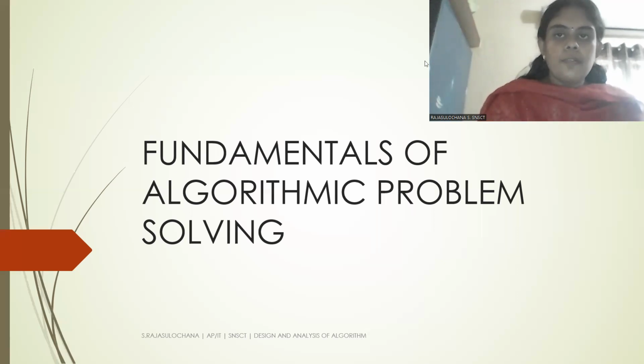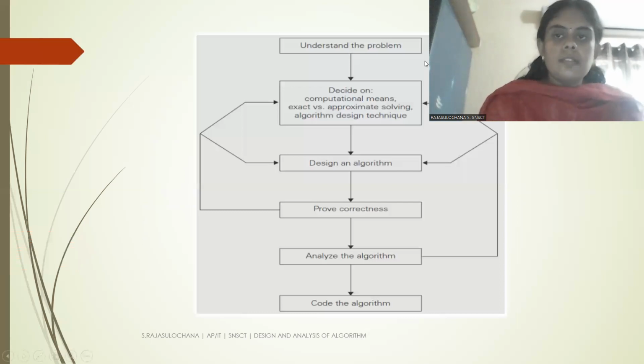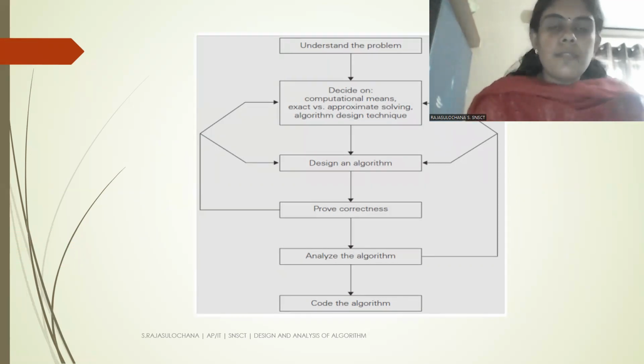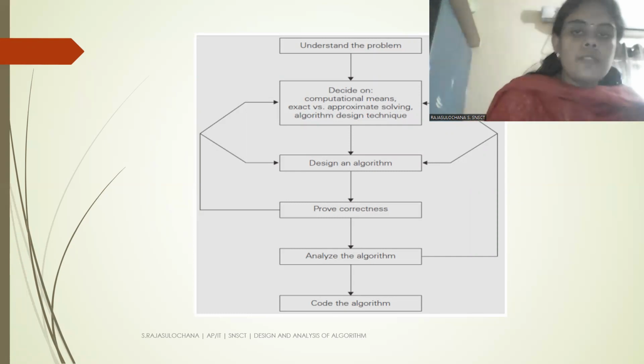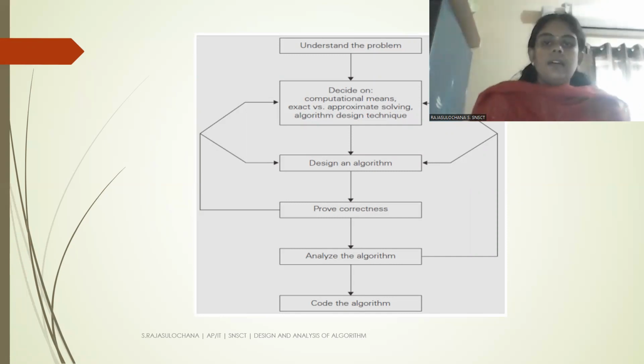So let us see the flow chart. So this is the flow chart which is designed for problem solving technique. So initially, you have to understand the problem. Next, you have to decide on computational means. Next, you have to design an algorithm, and for which you have to prove the correctness. Then you have to analyze the algorithm based on time and space complexity, and once everything is fine, you can code the algorithm.